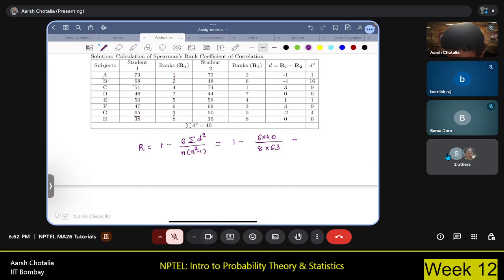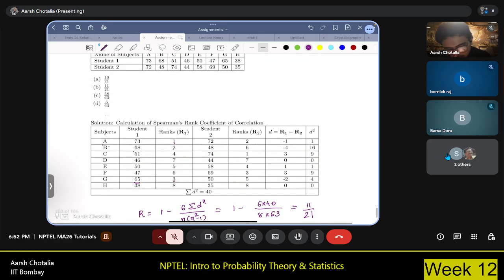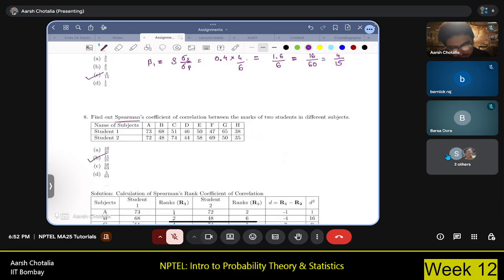Yeah. And this turns out to be slightly more than 50%. In fact, it is 11 by 21. Okay, yeah, it is there in the option. So 11 by 21, that is the Spearman's coefficient. Okay. And as you can see, that is slightly more than 0.5, which means they are weakly correlated, but not so strong.